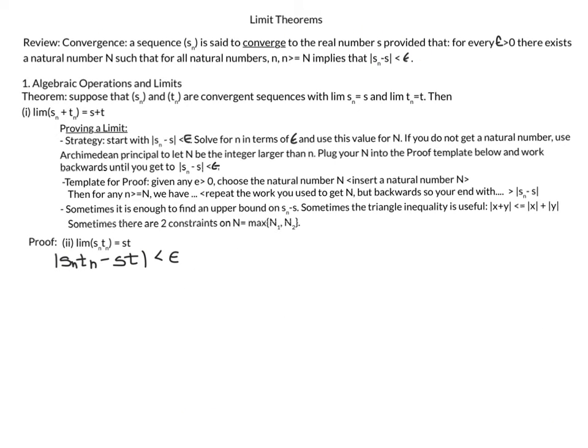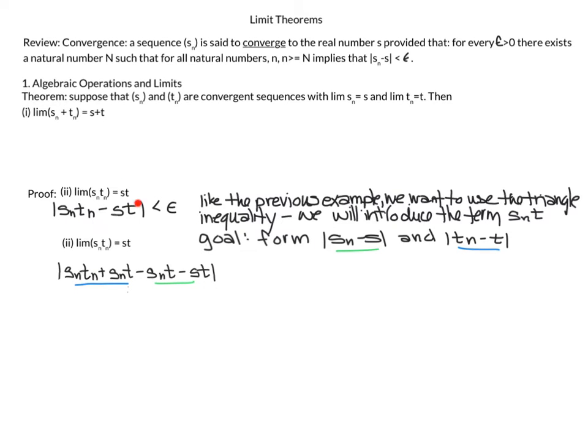The second part of this theorem is that if we multiply Sn by Tn, the limit is going to be ST. So again, term by term, we take the new series Sn times Tn. I start from |Sn - S| < epsilon. And like the previous example, we want to separate out the S's from the T's. We're going to use the triangle inequality to do this, but this isn't immediately apparent.